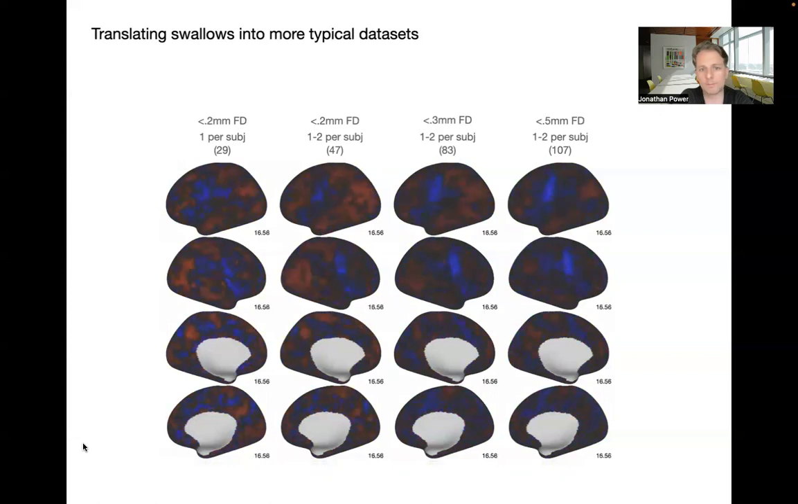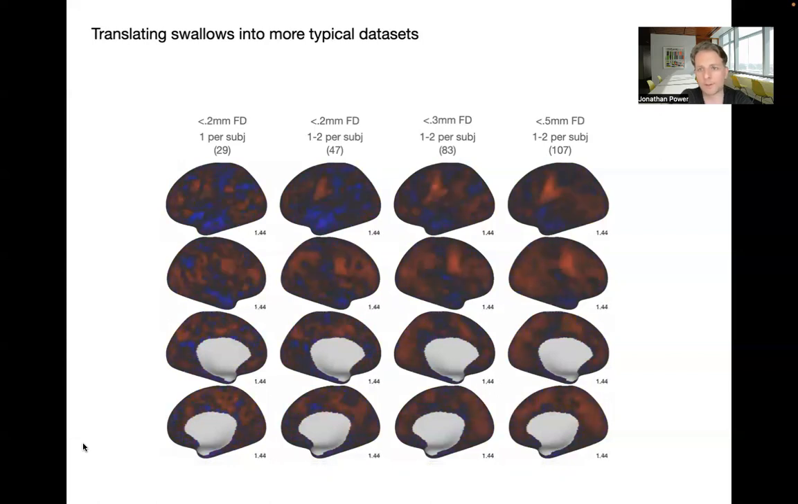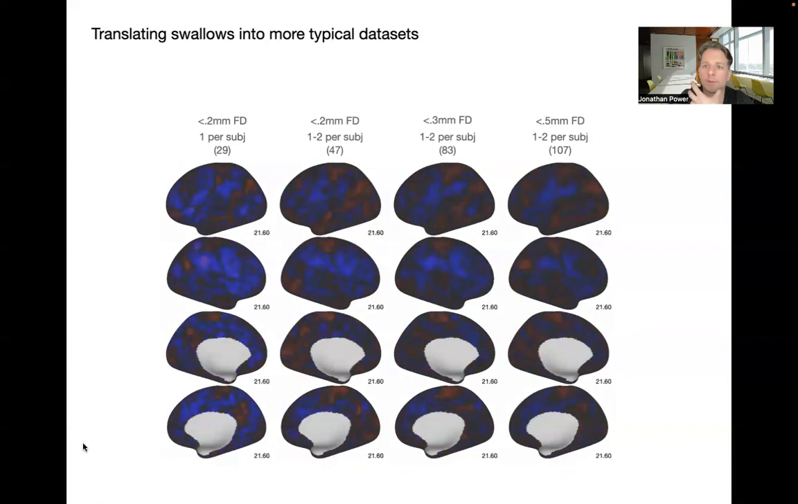So it seems possible or even likely at this point that a lot of the isolated head motions without another evident cause are swallows, and that's what gives you this robust face activation in the orange network in resting state.